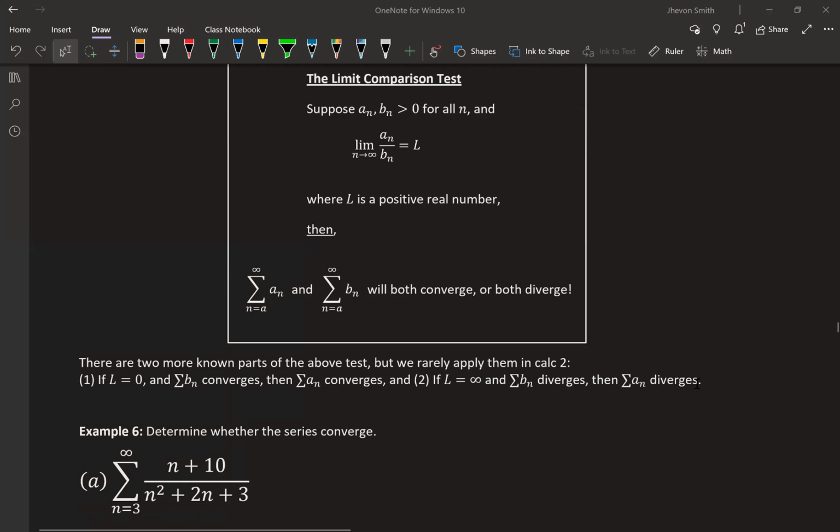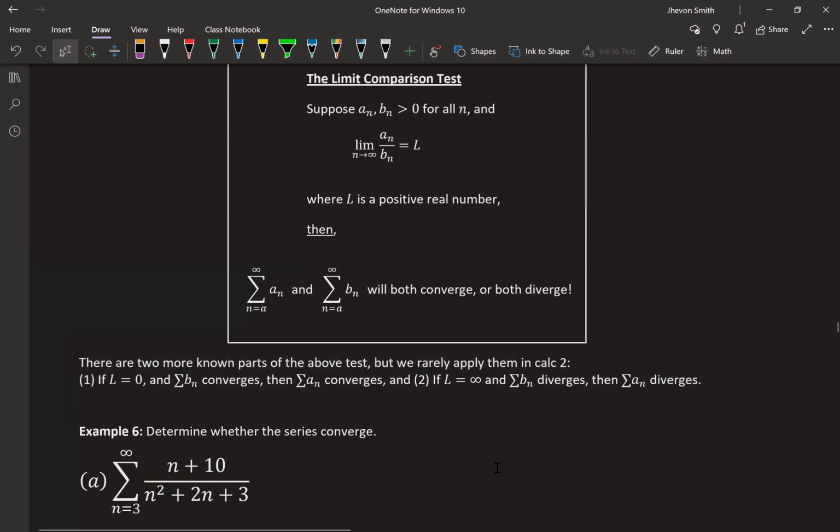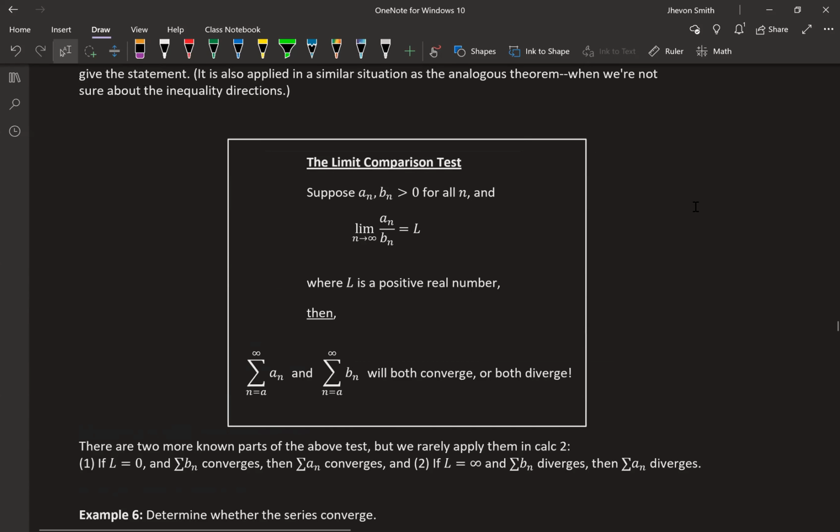Now, there are some additional facts you can add here, but it very rarely shows up in a Calc 2 class where you need to know these two facts. I put them there just to be comprehensive, but pretty much if you know what's in this box here, that's the level at which I expect you to be able to apply the limit comparison test. So take the ratio and they will both do the same thing if you get a positive number.